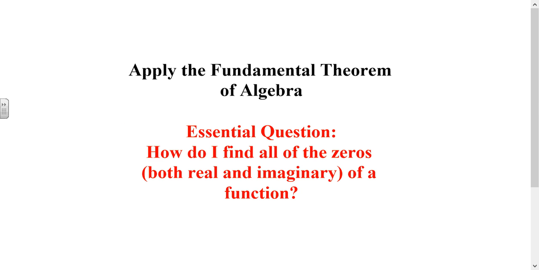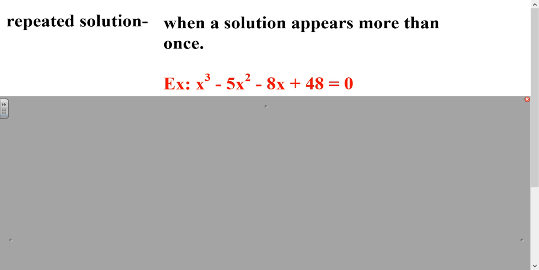Today's lesson is how to apply the fundamental theorem of algebra. So your essential question is, how do I find all of the zeros, both real and imaginary, of a function? So we've been finding the real zeros of a function, but now we can figure out how many zeros a function has just by looking at the equation, and also how to find the real and the imaginary zeros.